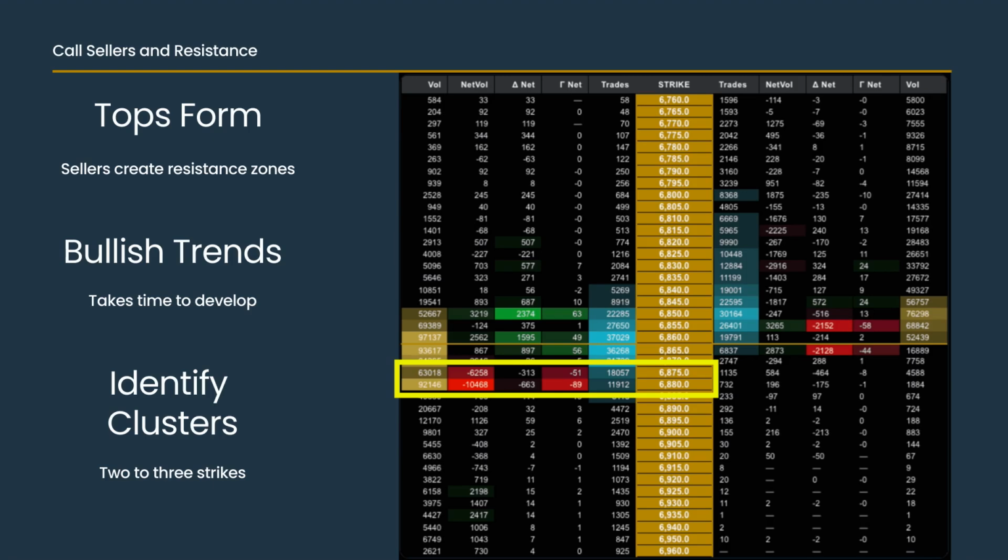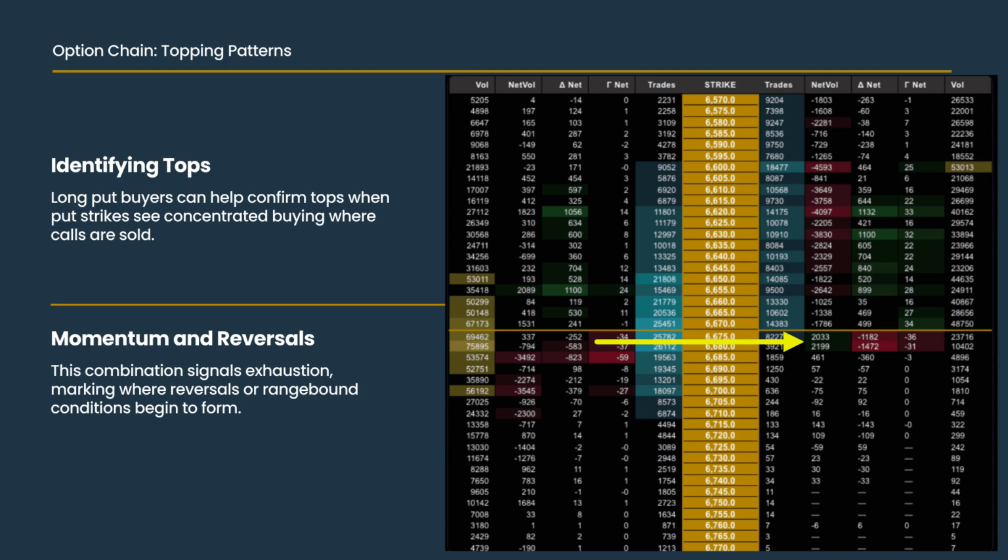Occasionally, a single strike with exceptionally heavy selling pressure can define the top on its own, marking the point where momentum begins to stall. Long put buyers can also help confirm these tops. When put strikes begin to see concentrated buying activity at the same levels where calls are being sold, it reinforces the formation of a topping pattern and helps define the likely upper boundary of the trading range. This combination of call selling overhead and put buying at the same strikes signals exhaustion. This establishes the effective cap on price movement, showing traders that upside is likely limited beyond these levels.